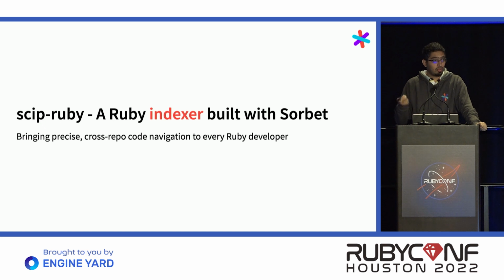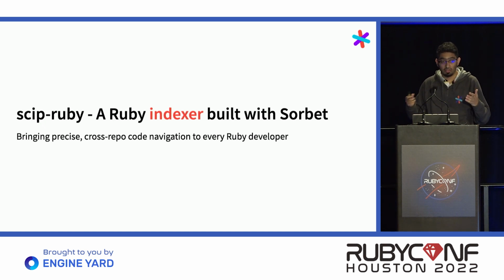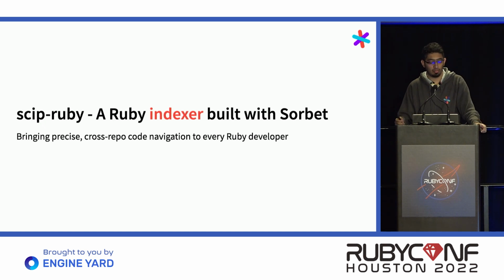And the other thing is it doesn't need us to run a language server for every client, right? Because you may be browsing different kinds of code, and there may be millions of lines of code. So what's up with the Sorbet bit?